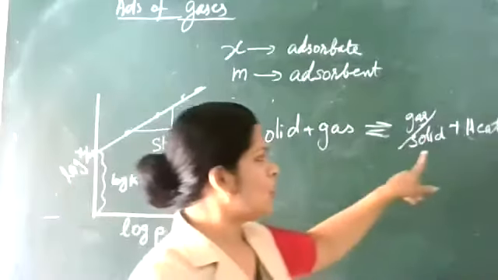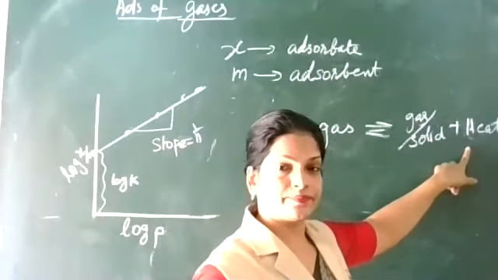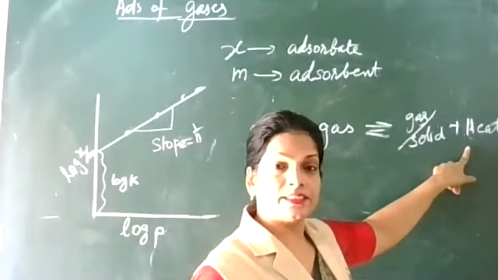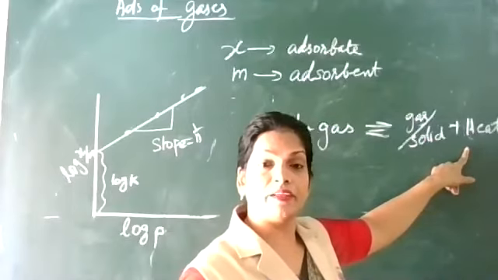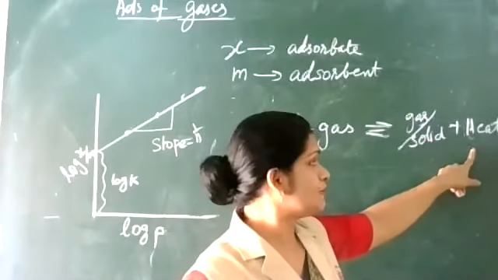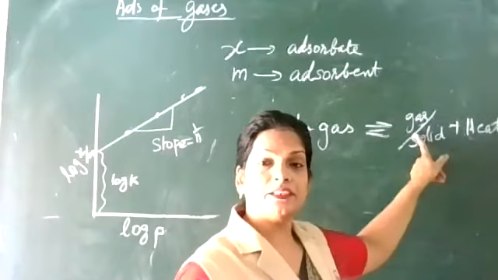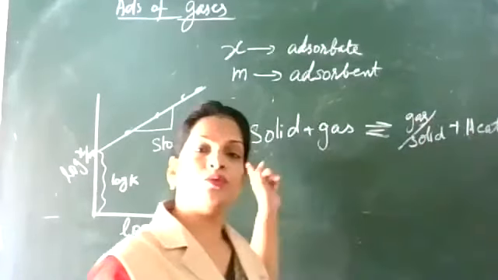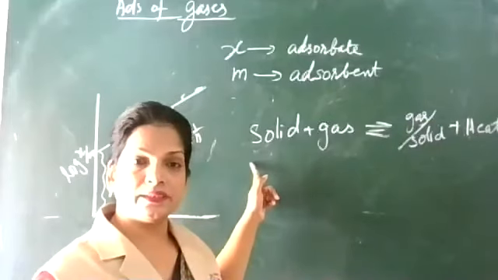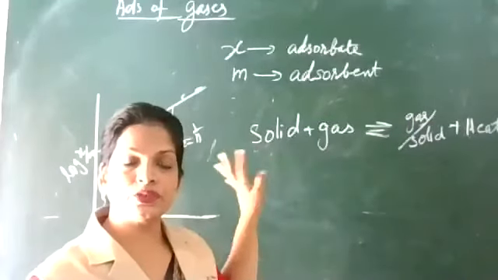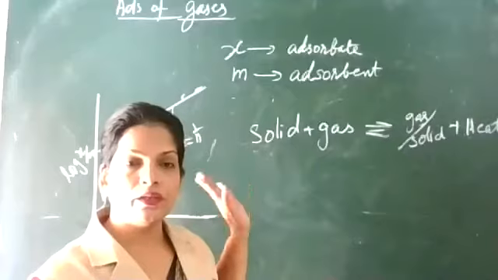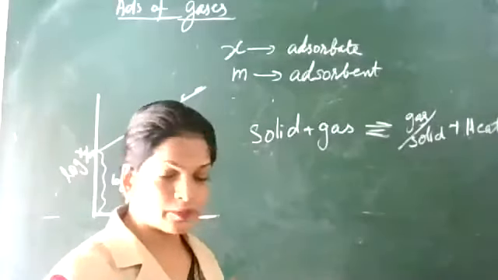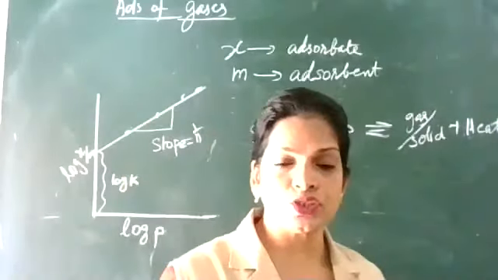That means on increasing heat, the system will adjust itself to nullify the effect of the change. If you increase the heat, this will absorb that heat and it will move to solid plus gas. That means desorption takes place. So desorption occurs on increasing temperature.